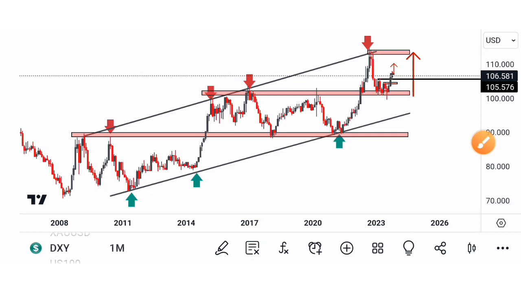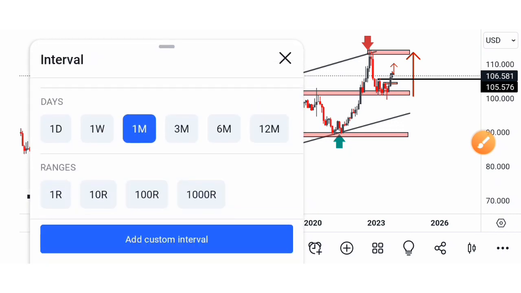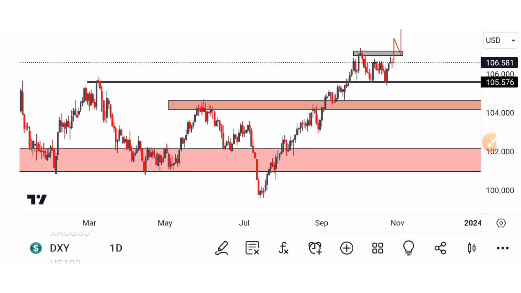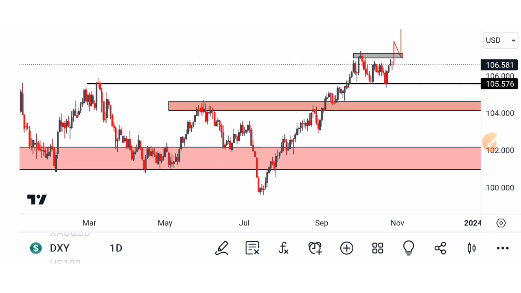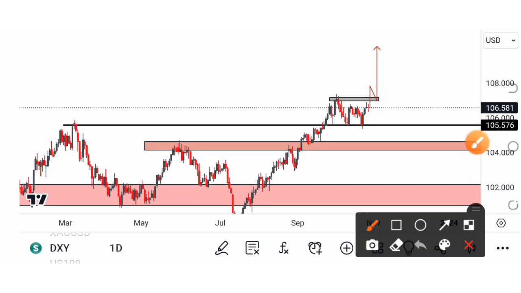But how can you take advantage of this move going to the upside? It's easy. Go to a smaller time frame, the one that you prefer. I will recommend a daily time frame when you come from the monthly, and you look for structure, anything suggesting that the market is about to buy. As you can see, I've already indicated that I'll be expecting a break above this structure, a retest, and this is where I would like to enter my buy, continuing to those highs over there.